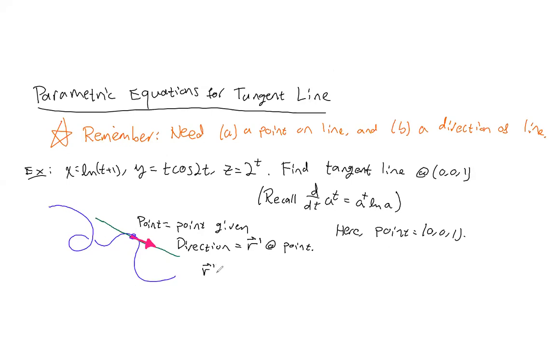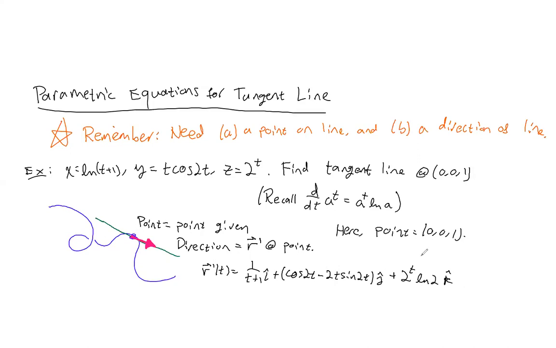So r prime of t is 1 over t plus 1 i plus, now you need to do this with the product rule here, right? So you've got cosine of 2t minus 2t sine 2t in the j direction, plus, and here we are going to use 2 to the t times ln of 2 in the k direction.